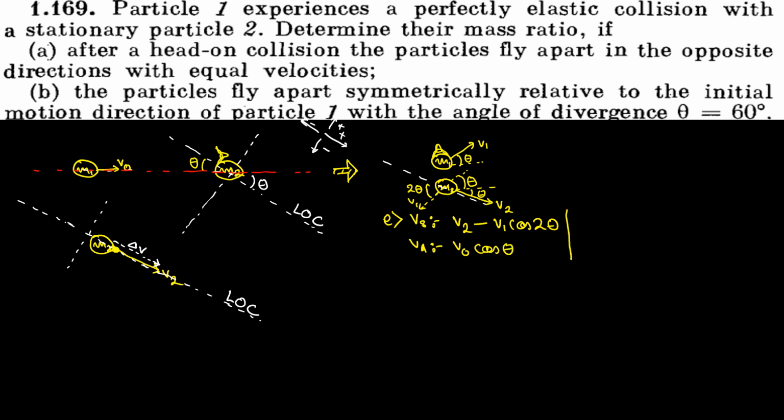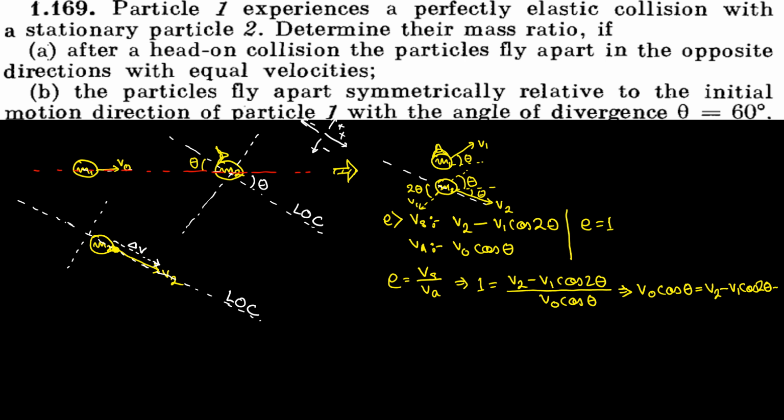And if I apply coefficient of restitution for elastic collision, which is equal to 1, so I can say that coefficient of restitution is equal to v separation by v approach, isn't it? Or 1 is equal to v2 minus v1 cos 2 theta divided by velocity of approach, which is nothing but v0 cos theta. So this is how we apply the equation of coefficient of restitution in 2D. Or from this we can get v0 cos theta is equal to v2 minus v1 cos 2 theta. This is our equation 1.